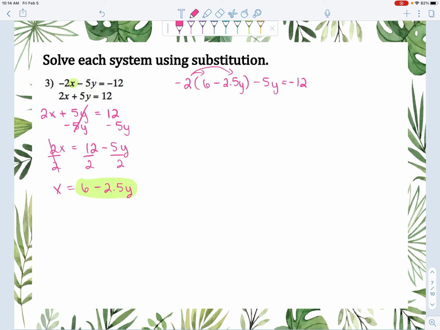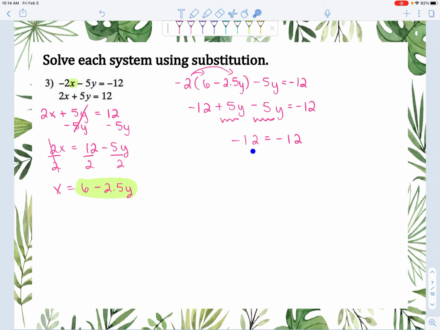I'm going to distribute first. -2 times 6 gives me -12. -2 times -2.5 gives me +5. I'm going to combine my like terms, and they're going to cancel. So we're going to get a special solution here.